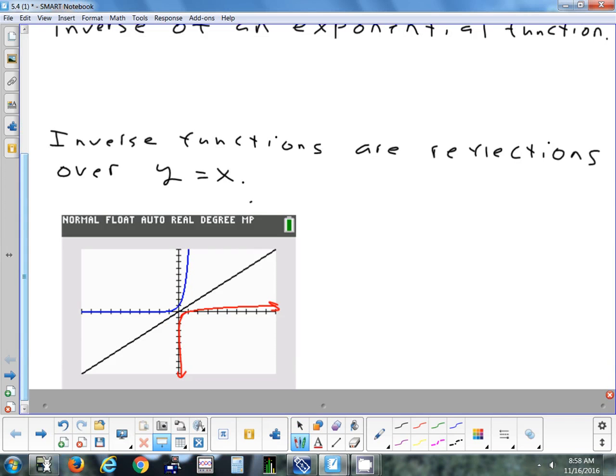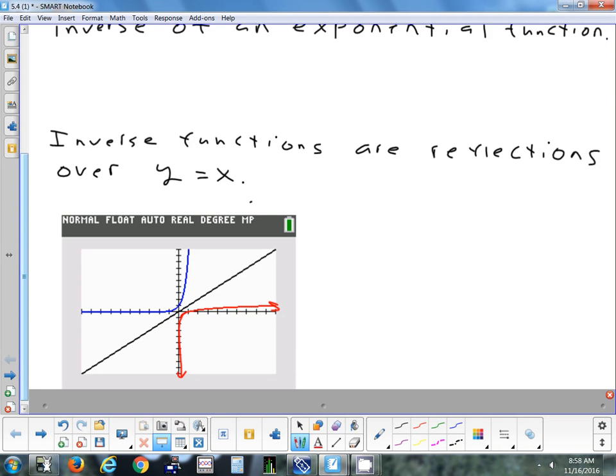And if you were to take the graph in blue and flip it over that black line, you would get the graph in red. Okay, so what that shows is that they are inverse functions. Anytime a function is a mirror image over that black line, that's an inverse function. Okay, any questions on that? That those are mirror images?